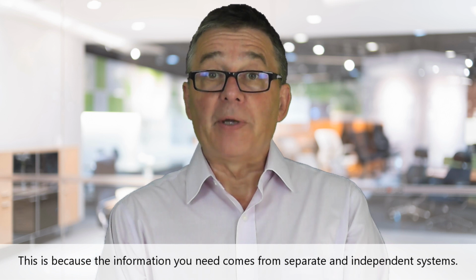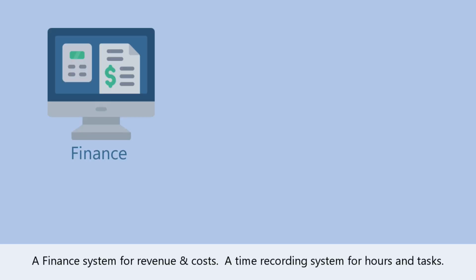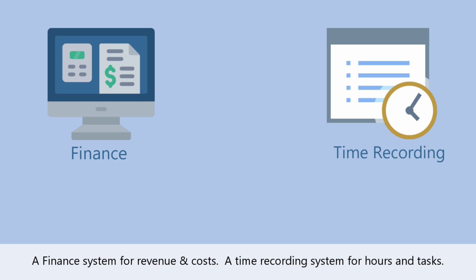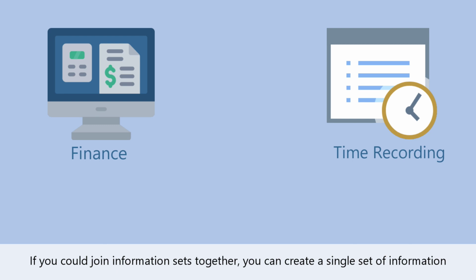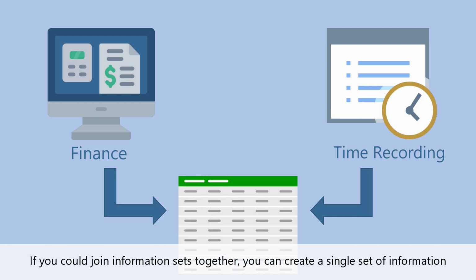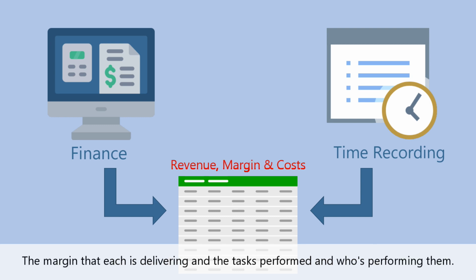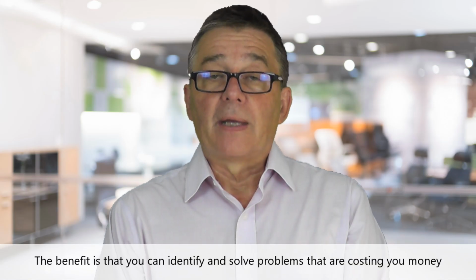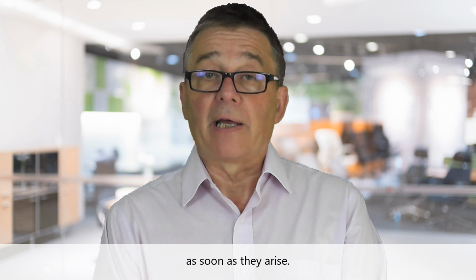And that's because the information you need comes from separate and independent systems. A finance system for revenue and costs, a time recording system for hours and tasks performed. If, however, you could join information sets together, you can create a single set of information that can tell you the whole story for a client, the margin that each is delivering for you, and the tasks performed and who's performing them. And the benefit from this is that you can identify and solve problems that are costing you money as soon as they arise.